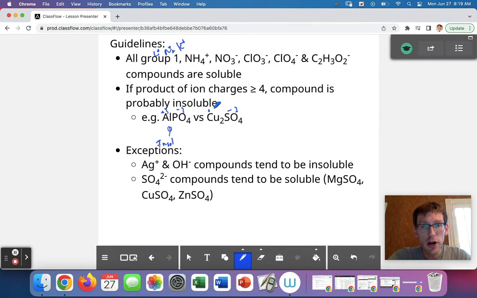On the other hand, copper 1 sulfate, well, the sulfate is -2, and each copper, because there's 2 of them, each copper is +1. I take the 1 and the 2 and I multiply them, I get 2. This is less than 4, so we have a soluble compound as copper 1 sulfate.